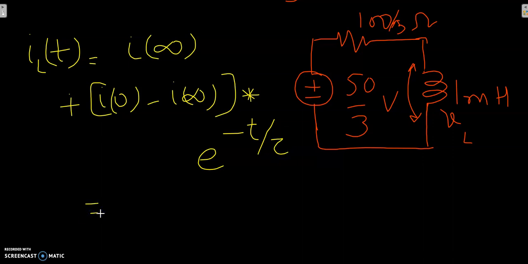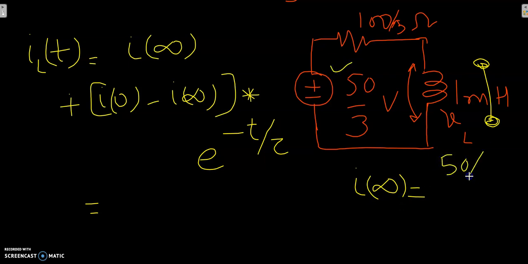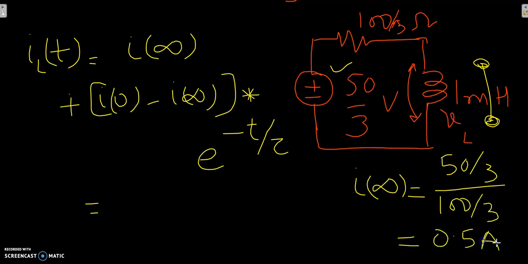I infinity is the current that would be flowing in the circuit after a long time. That means at that time the inductor would be as good as a short circuit. If that is the case, then I infinity will be given by this voltage 50 by 3 divided by the resistance 100 by 3. So this is equal to 0.5 amperes. And we had already found out the initial current in the circuit I0, and we know that it is equal to 1 ampere.